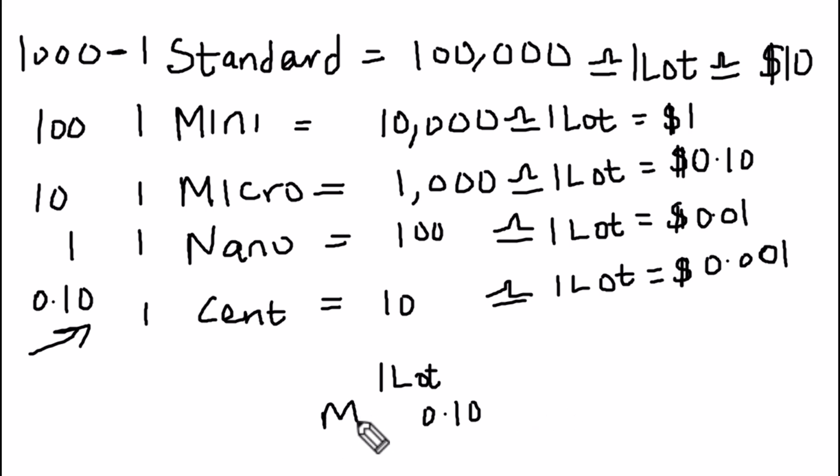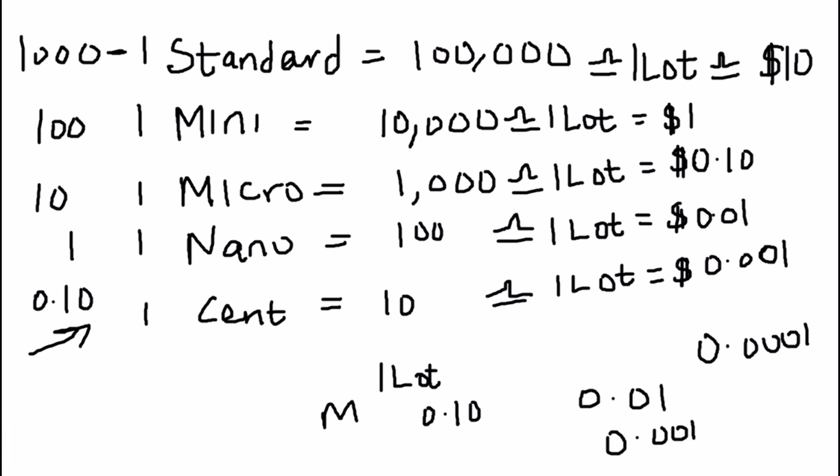That is on a mini. Now on a micro, that will be 0.01 position size. On nano, 0.001. On cent, 0.0001.